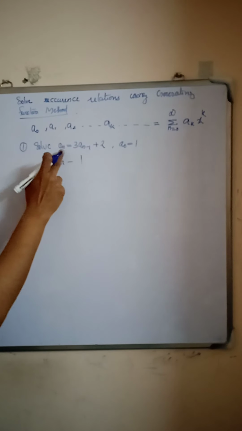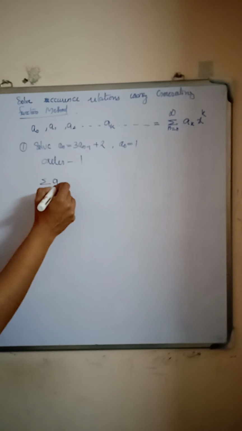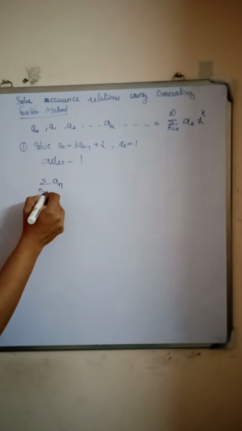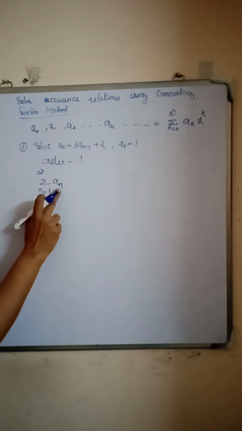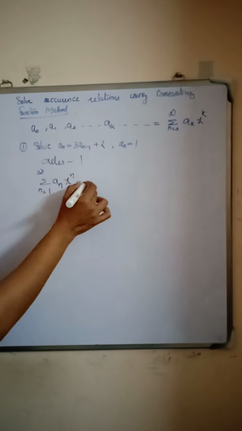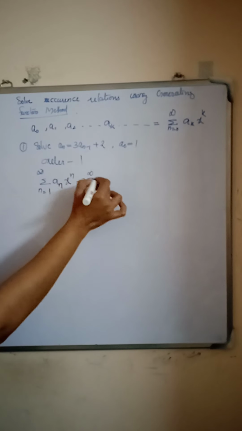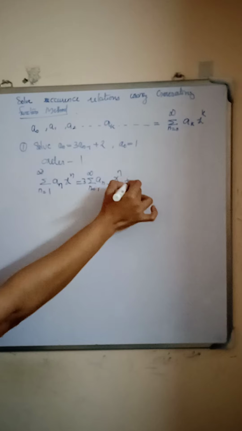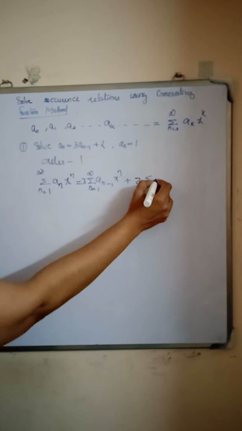Multiplying each term by x raised to n and taking the summation from 1 to infinity, we get sigma n is equal to 1 to infinity an x raised to n is equal to 3 times sigma n is equal to 1 to infinity a n minus 1 x raised to n plus 2 into sigma n is equal to 1 to infinity x raised to n.